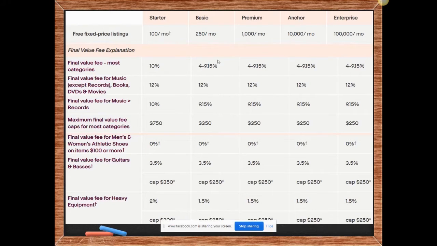So the most you're gonna pay is 9.15%. So your global settings shouldn't have more than that. Okay. Now let's talk a little bit about categories.